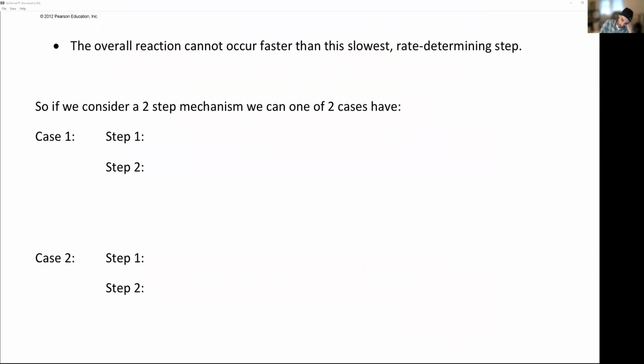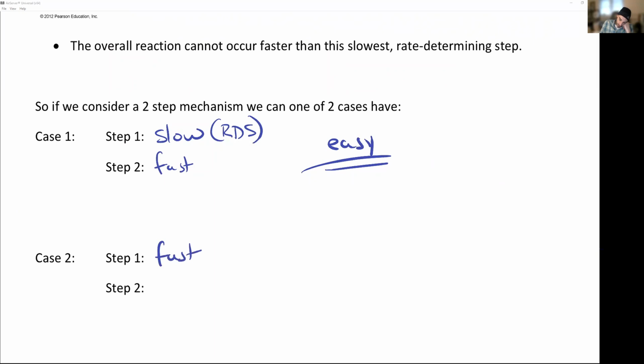If the first step is slow, that's the rate determining step. The second one is fast. And what that usually means is we can ignore the second step. This is easy. In the case where we have a fast first step and a slow second step, that's the rate determining step. This is harder. It's actually not that bad, but that is technically harder because we have to take into account the first hump as well as the second.